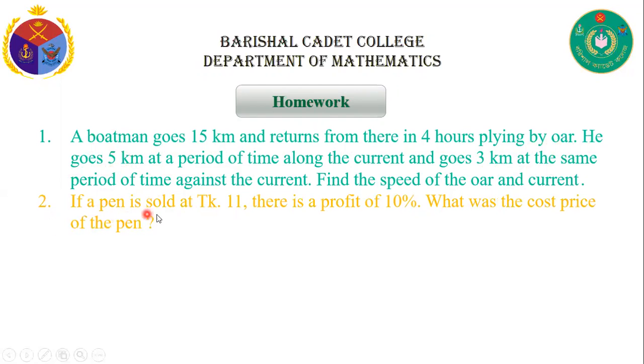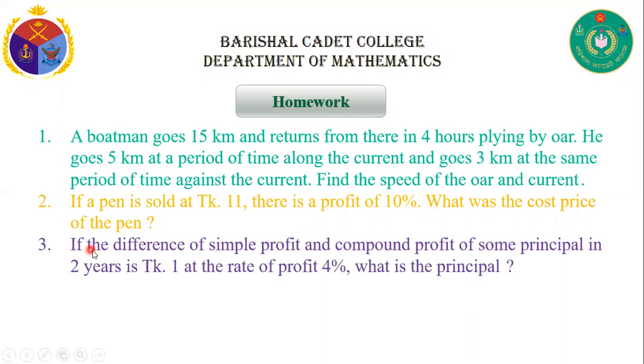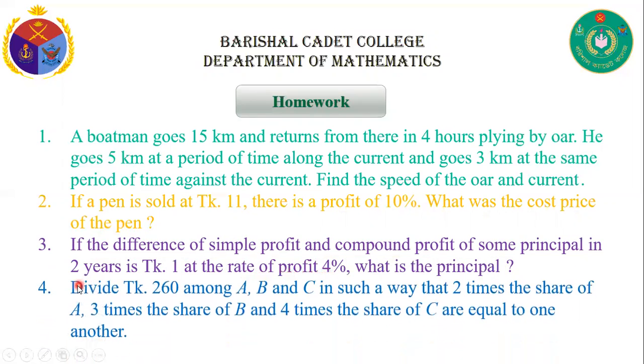Next, if a pen is sold at Taka 11, there is a profit of 10%. What was the cost price of the pen? Number 3, if the difference of simple profit and compound profit of some principal in 2 years is Taka 1, at the rate of profit 4%, what is the principal? And number 4, divide Taka 260 among A, B, and C in such a way that 2 times the share of A, 3 times the share of B, and 4 times the share of C are equal to one another.